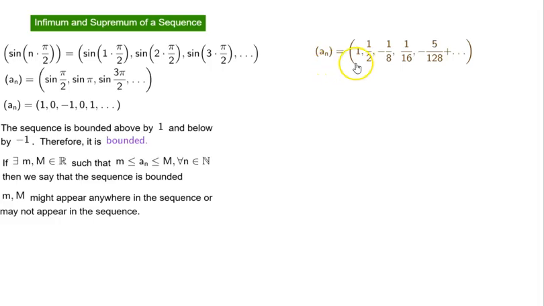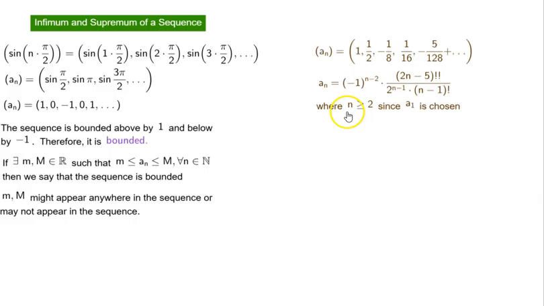Let's say we have a sequence 1, 1 by 2, minus 1 by 8, 1 by 16, minus 5 by 128, and so on. Then its formula is basically a little bit complicated. A sub n is equal to minus 1 to the power of n minus 2 times 2n minus 5 double factorial divided by 2 to the power of n minus 1 times n minus 1 factorial. Here, n is greater than or equal to 2 since A sub 1 is chosen. So A1 is chosen and this formula generates the rest of it.